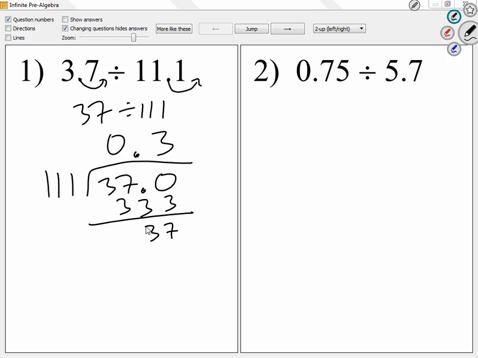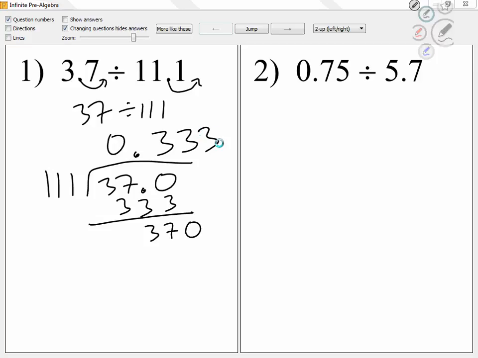37. So then to continue, add another 0. So then I'm going to think 111 into 370, which looks like pretty much the question at the beginning. So I'm going to assume it's going to be another 3, and then another 3, and then my 3's continue. But I'm going to stop at the third decimal number.